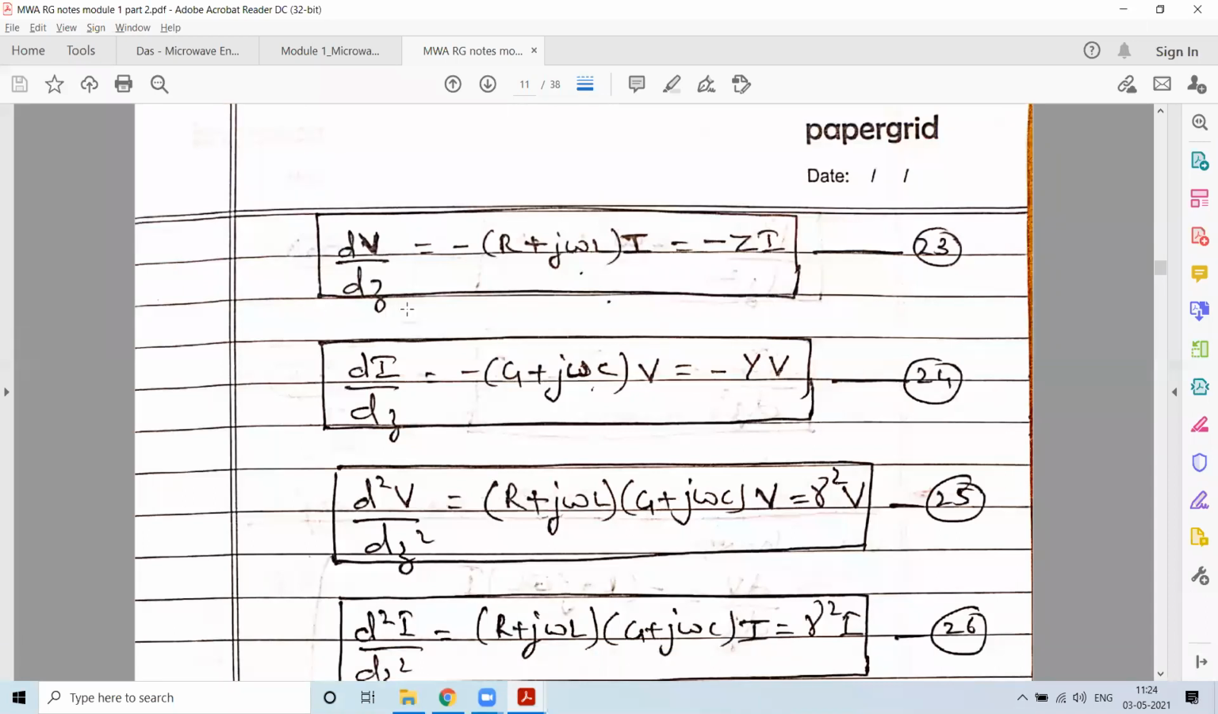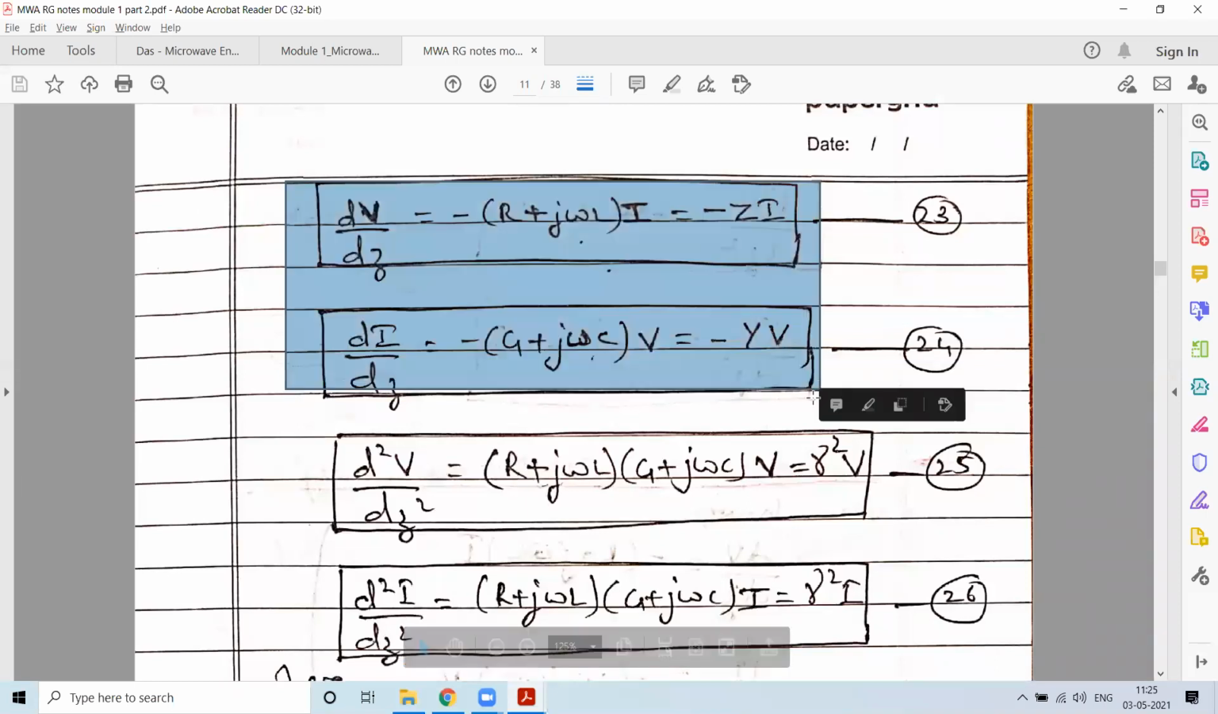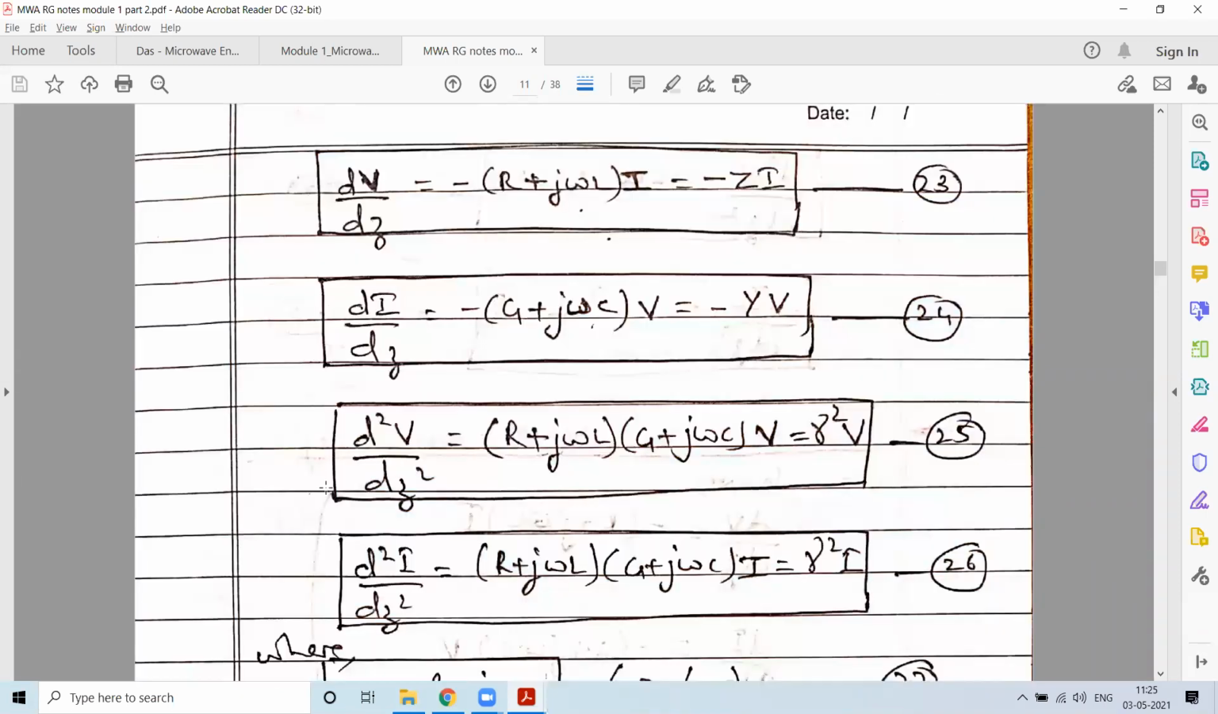That is, dV by dz is equal to minus of (r plus j omega l) into I, where r plus j omega l is nothing but the impedance value Z. Similarly, dI by dz is equal to minus of (g plus j omega c) into V, where this part is nothing but the admittance. Similarly, we obtained the decoupled equations. These two are the coupled equations, and these are the decoupled equations.